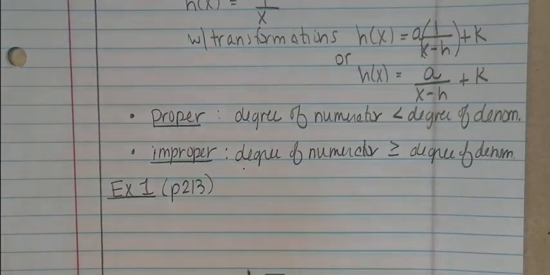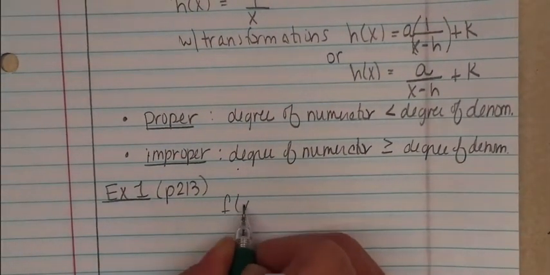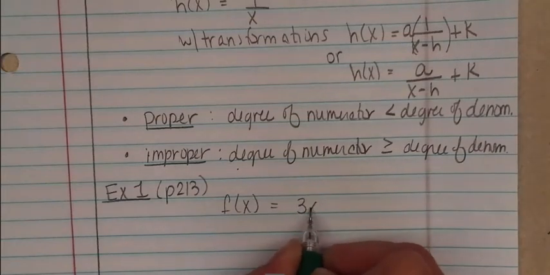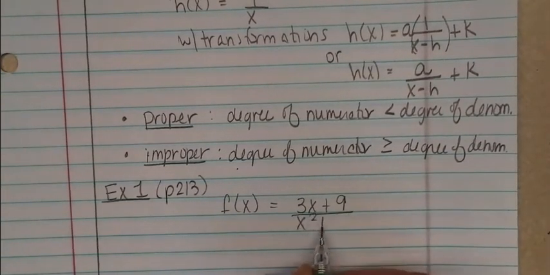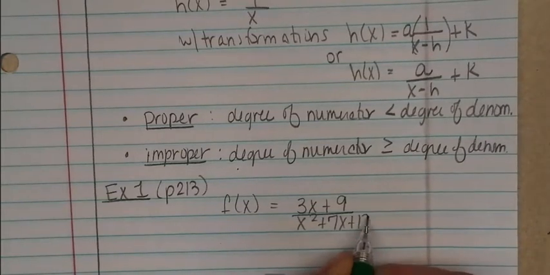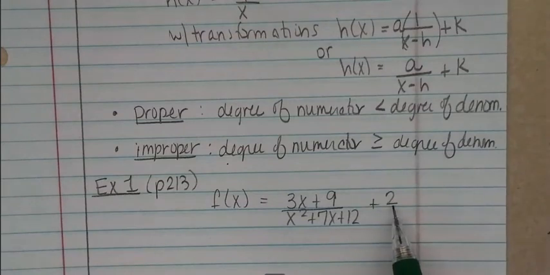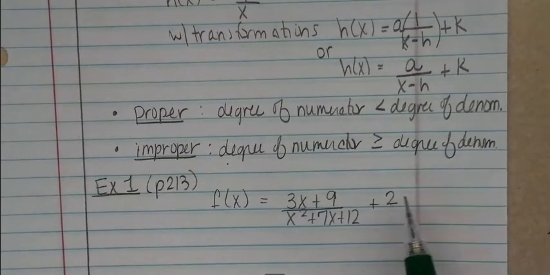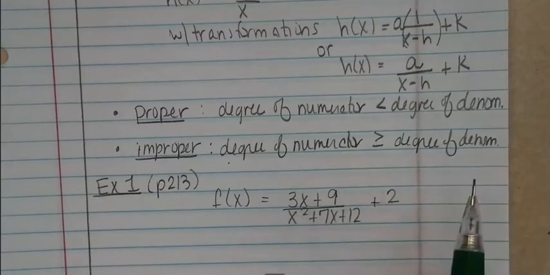So once again, our function is f of x equals 3x plus 9 over x squared plus 7x plus 12, plus 2. So hopefully you're thinking to yourself, well, I know what this plus 2 is, right? That's your plus k. And now I need to do some stuff with f of x.